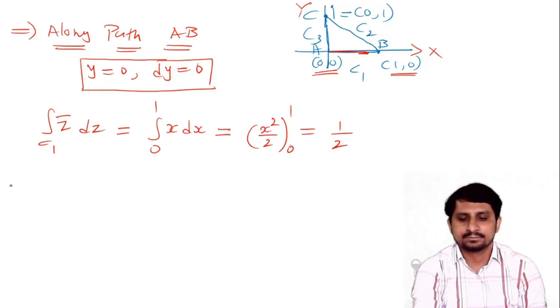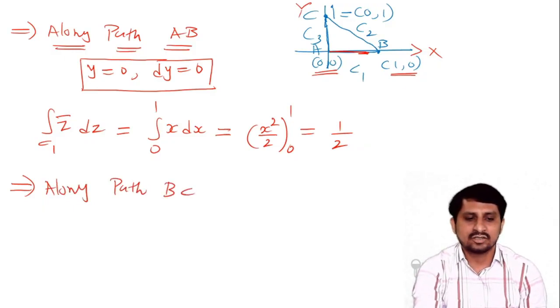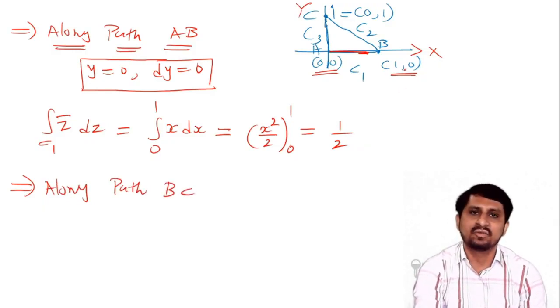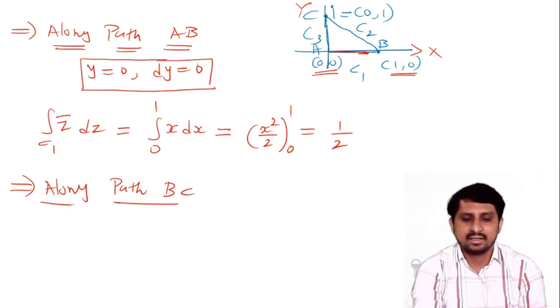Clear? Now next, along path BC. First of all you have to find the line joining the points. What are my points?